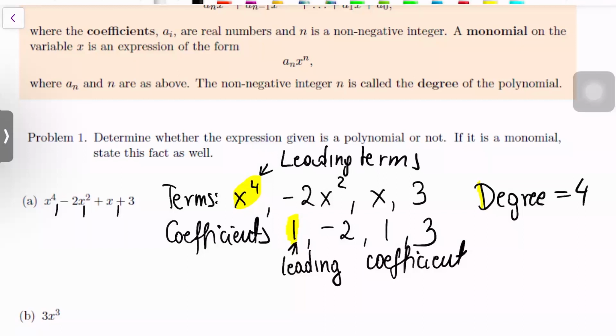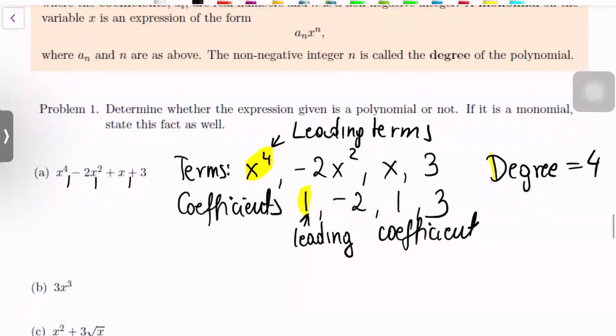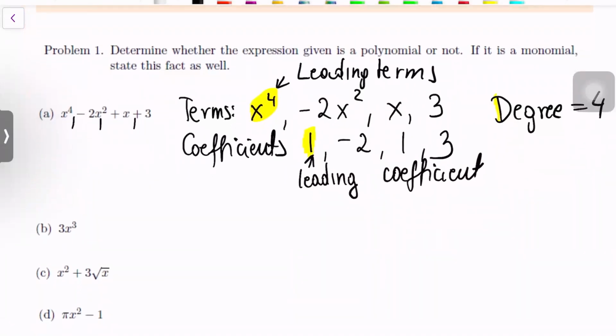Okay, so this was a polynomial, right? And we actually listed all its terms, degree, leading coefficient, and so on. What about B? Is this a polynomial? I tricked you. What if I added this? Would you think that's a polynomial? Yes. So this is still a polynomial, but a special one called a monomial, because it only has 1 term.